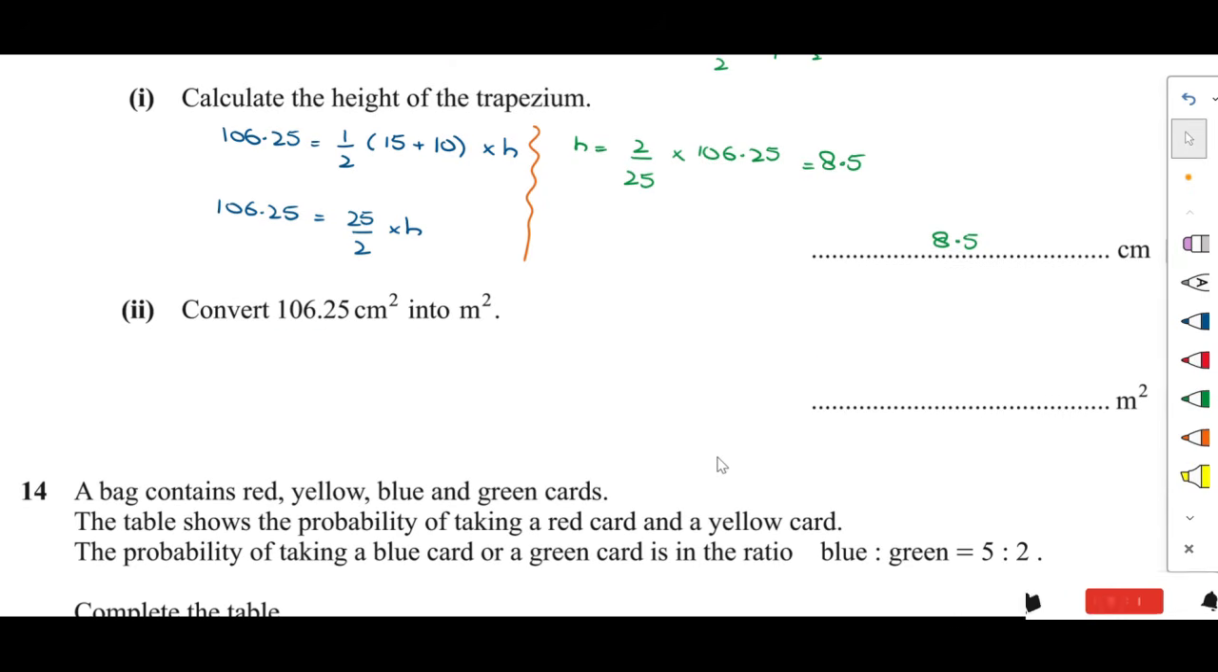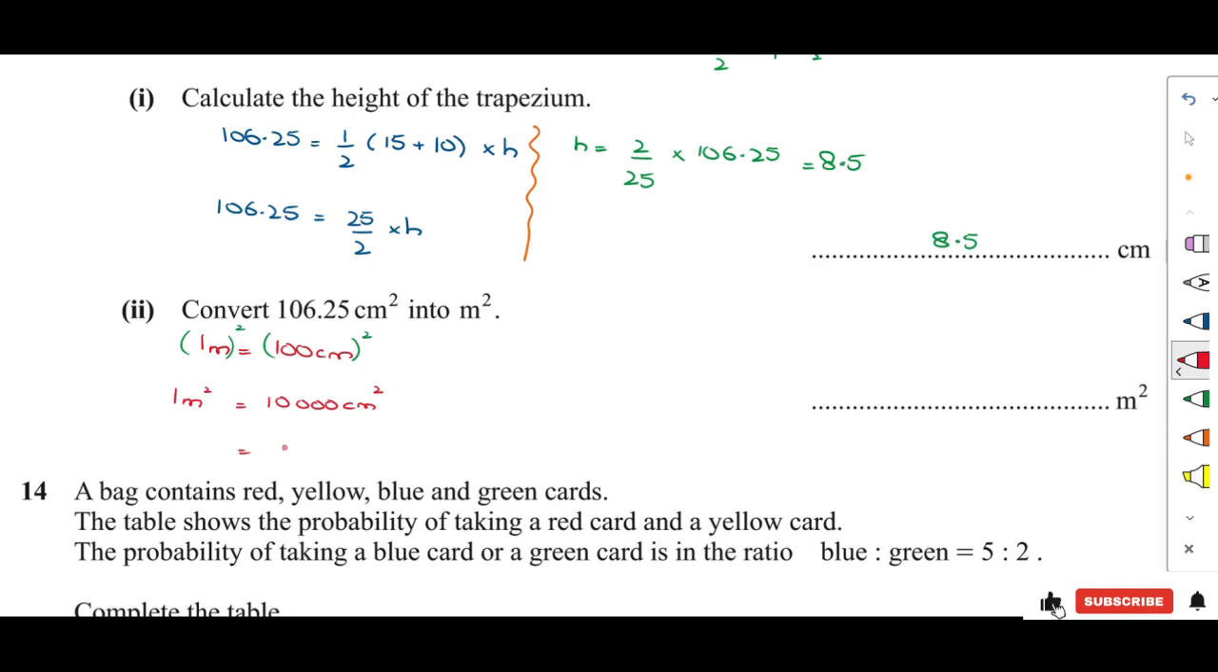Now for the second part, convert 106.25 centimeter square into meter square, right? All right, so here we use a conversion that 1 meter is equals to 100 centimeters. Okay, now we have to take a square on both sides. So 1 meter square is equals to 100 square, which is 10,000 centimeter square, right? So we have to convert this much centimeter square into meters, right?